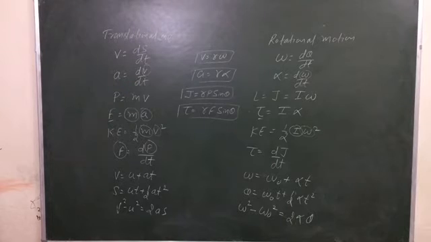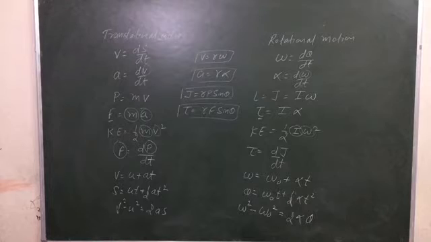In translational motion, linear momentum is given by mass into velocity, and in rotational motion, angular momentum is given by I into omega. In translational motion, force is given by mass into acceleration. In rotational motion, torque is given by I into alpha. In translational motion, kinetic energy is half mv square. This kinetic energy is called translational kinetic energy, and rotational kinetic energy is given by half I omega square.